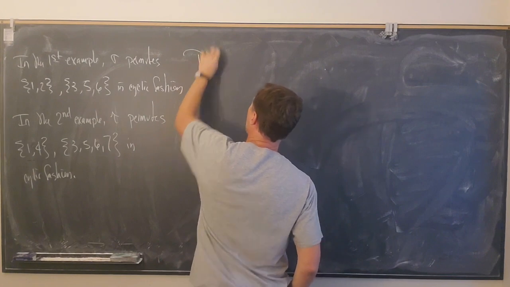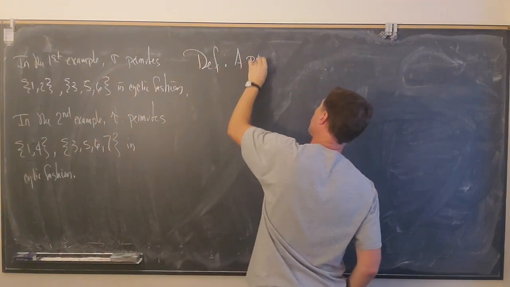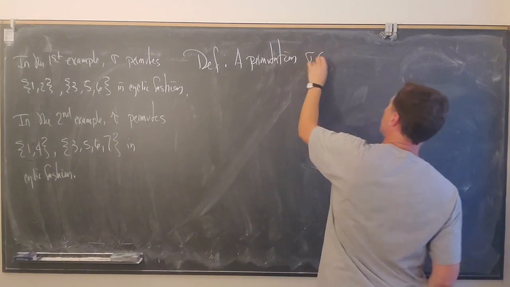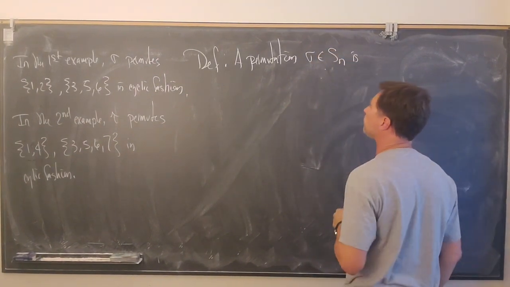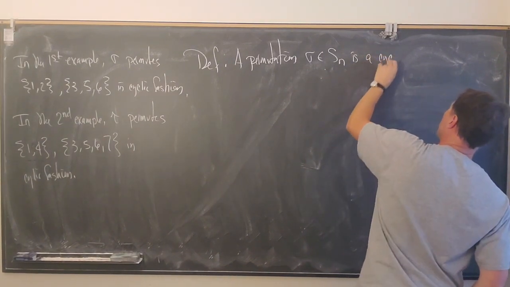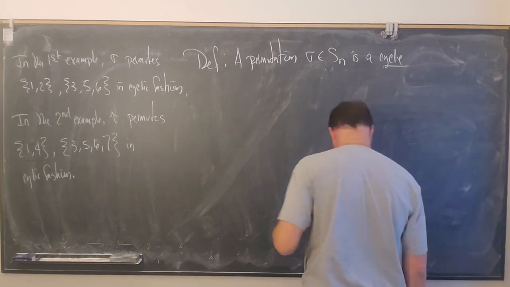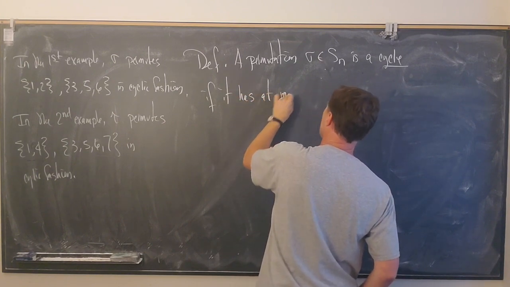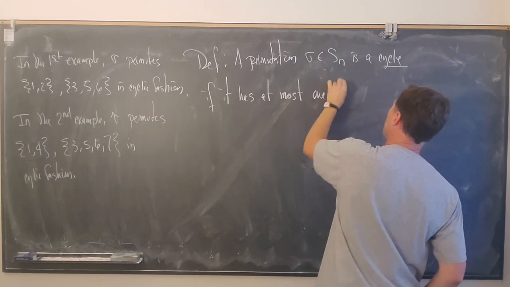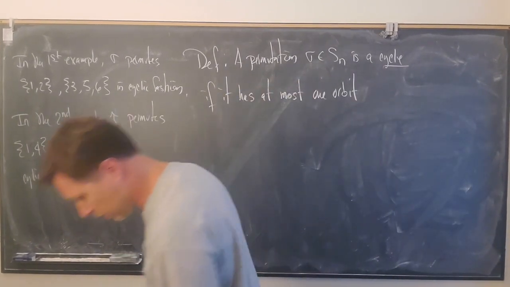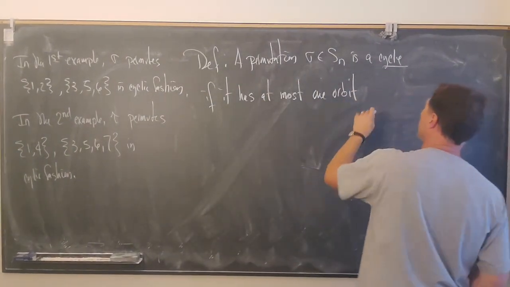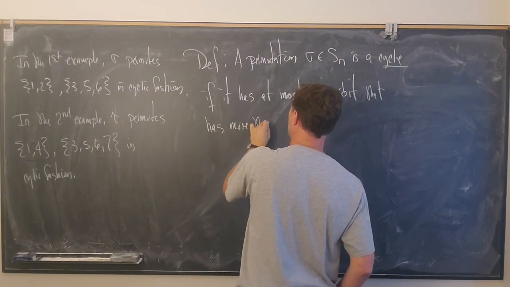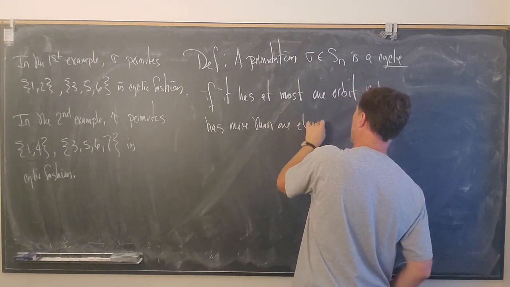Okay. So, definition: a permutation sigma in S of n is a cycle if it has at most one orbit that has more than one element.